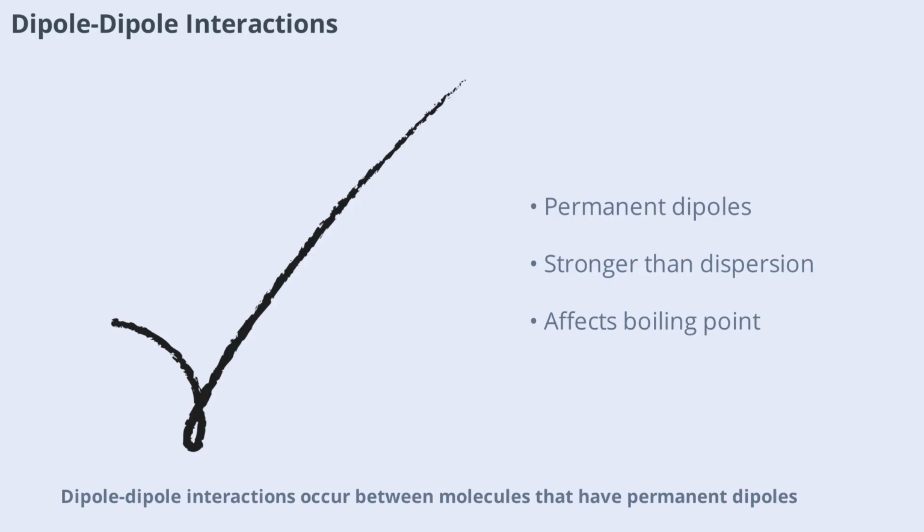Dipole-dipole interactions occur between molecules that have permanent dipoles, meaning there's an uneven distribution of charge within the molecule. These forces are stronger than London dispersion forces and are especially important in polar molecules. For example, in hydrogen chloride, HCl, the positive end of one molecule is attracted to the negative end of another. This attraction affects the physical properties of substances, such as increasing their boiling points compared to nonpolar molecules of similar size.